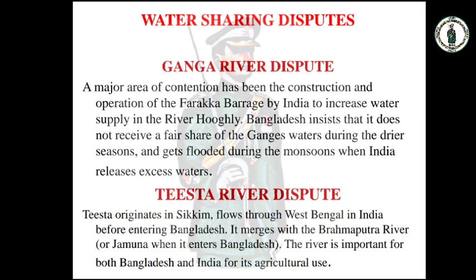Now talking about the water sharing disputes, first is the Ganga River dispute. The major area of contention is the construction and operation of the Farakka barrage by India to increase water supply in the river Hooghly. Bangladesh insists that it does not receive a fair share of the Ganga's water during the drier season and that it gets flooded during the monsoon when India releases excess water. Then the second is the Teesta River dispute. The Teesta originates in Sikkim and flows through West Bengal in India before entering Bangladesh, and it merges with the Brahmaputra River later. This river is also important for both countries for its agricultural use.